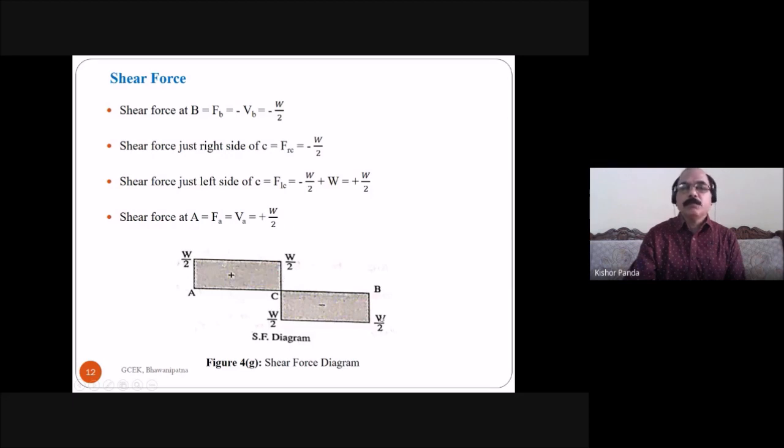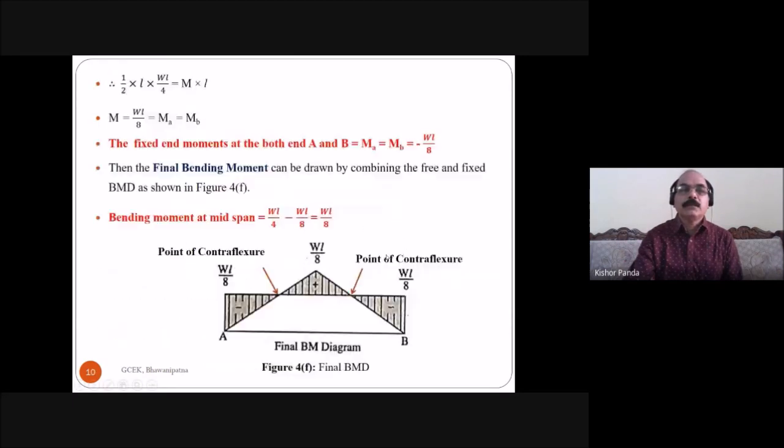So this is the shear force diagram of the fixed beam when there is a point load W at the midpoint of the fixed beam. Then you know that there is the point of contraflexure. So you have to find out the point of contraflexure here. I mean this distance you have to find out.